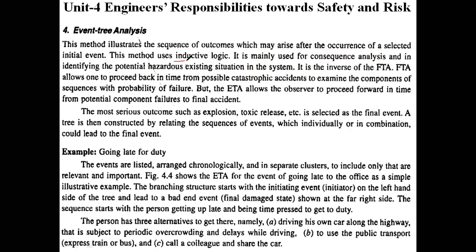This method uses inductive logic. It is mainly used for consequence analysis and then identifying the potential hazardous existing situation in the system. It is the inverse of the method FTA, failure tree analysis.